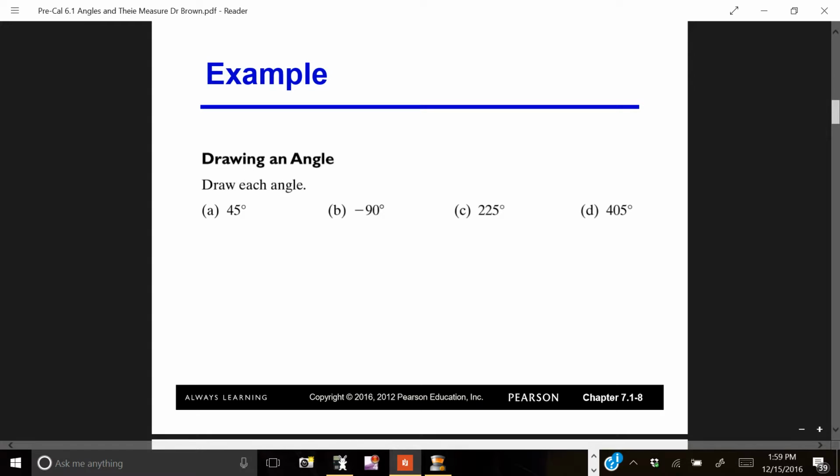Now let's take time to draw some angles. 45 degrees looks like this.